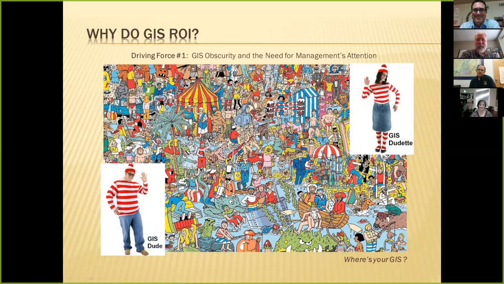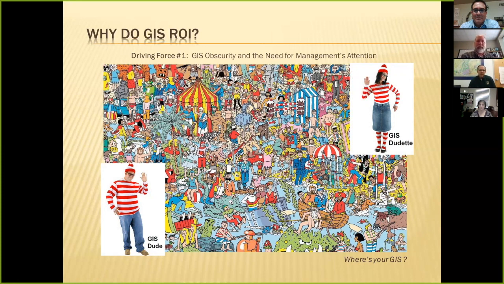So not only is it hard to find for maybe even ourselves, but even leadership has difficulty understanding where GIS is in the organization and what role it ultimately plays. I think all of us would agree that the organizational origins of GIS are as unique as the organizations themselves.